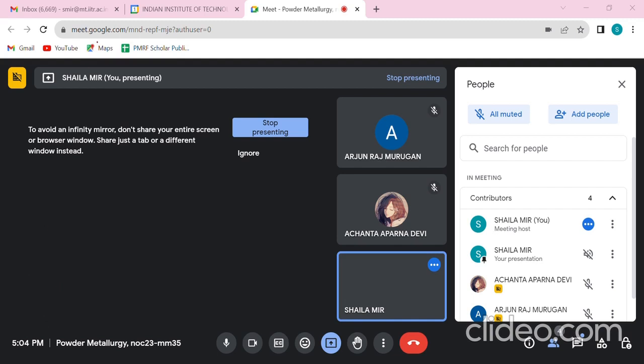The first question says, during the sintering process, the pores in the sintering materials are involved in what kind of reactions and transport. First is mass transport, second is densification, third is grain coarsening, fourth is gas reactions, and all of the above. You have to tell which of the options is right. Can you answer, what is the right answer for this?